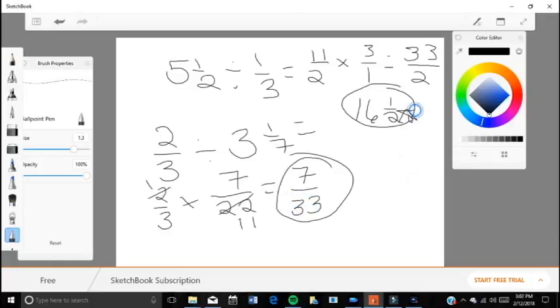Big number, small number. All right, so that's all for multiplication and division of fractions. Next, we're going to be talking about decimals, so I'll see you in a little bit.